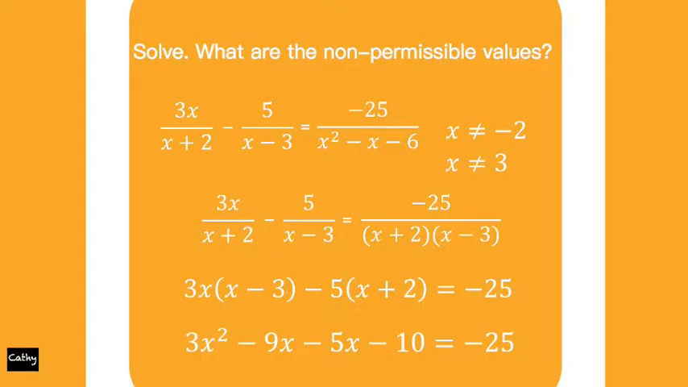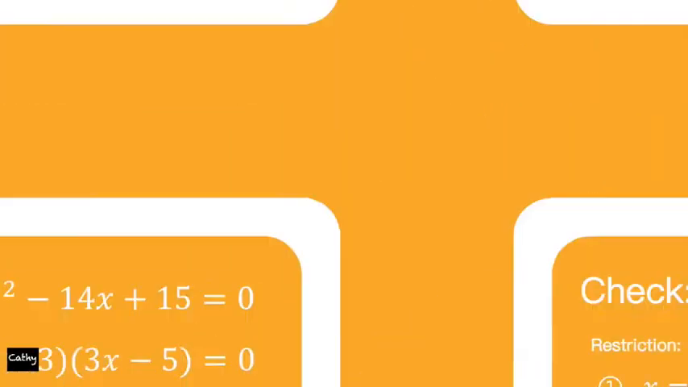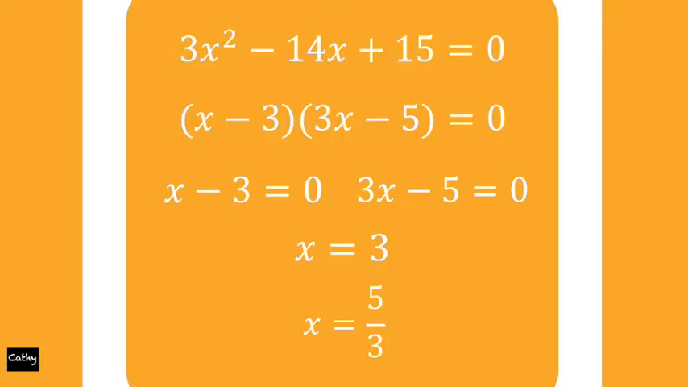Then x minus 3 times 2, 3x, and x plus 2 times 2, 5. And the right side would be negative 25. The next step would be 3x squared minus 9x minus 5x minus 10 equal to negative 25. So next we will have 3x squared minus 14x plus 15 equal to 0, and further it will get x minus 3 times 3x minus 5 equal to 0. So x minus 3 equals 0 or 3x minus 5 equals 0. So the solution will be x equals 3 or x equals 5 over 3.